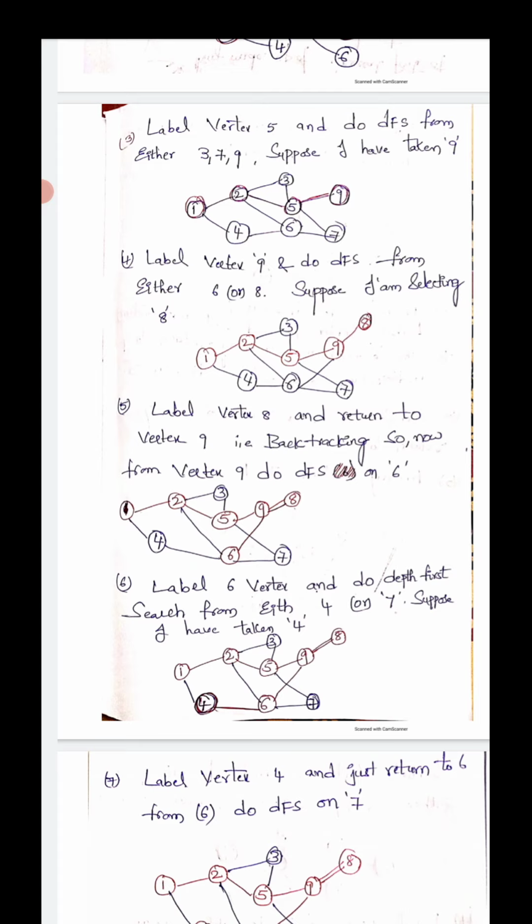Look at the diagram here. I have to backtrack from 8 to 9 and then 9 to 6. At vertex 6, 2 and 9 are already selected. Now I have taken 4 and 7. Now I select the 4th vertex, which is now visited.